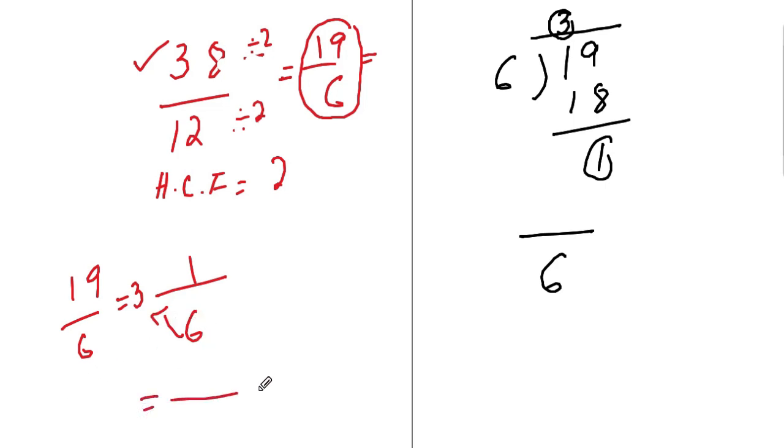Now if you solve it, you can get your answer again. How to solve it? Bottom number leaving same, and then starting from the bottom number, 6 times 3 is 18 plus 1, that is 19 divided by 6. Again you can go back to your improper fraction.